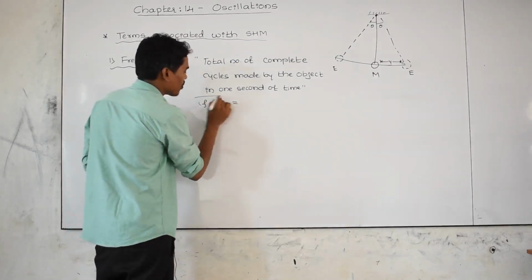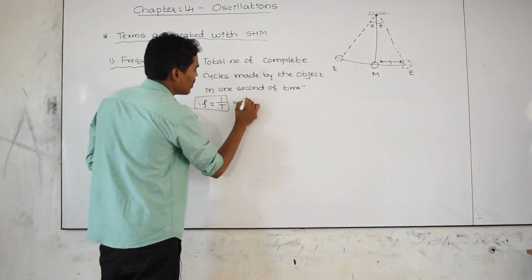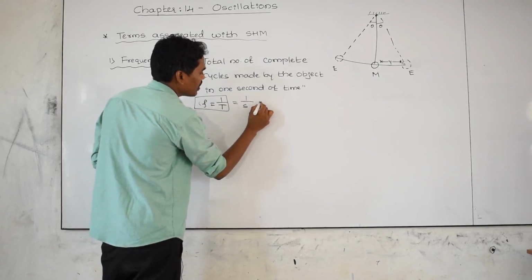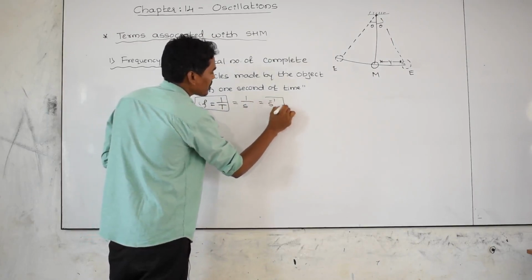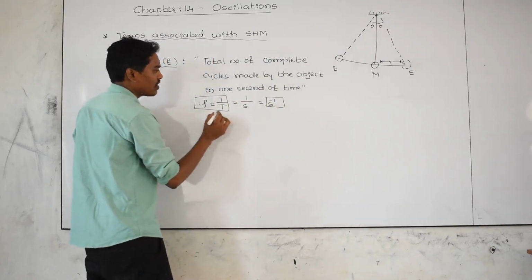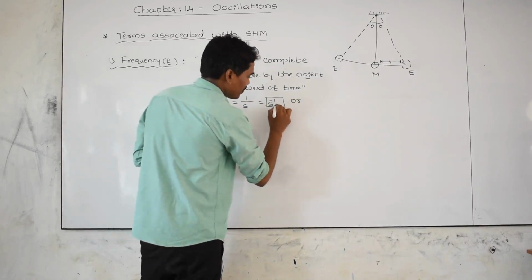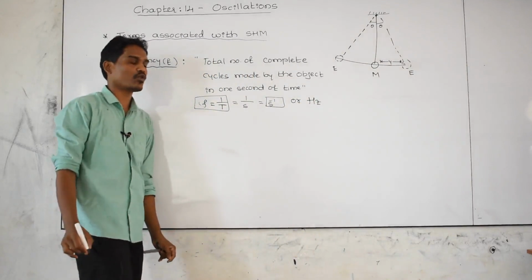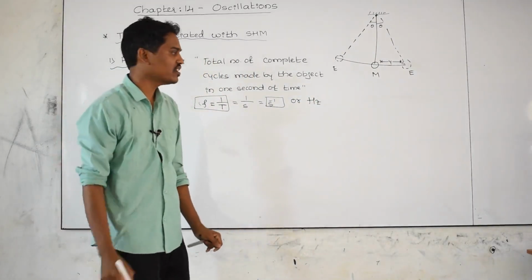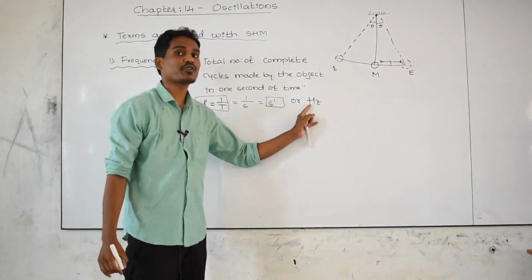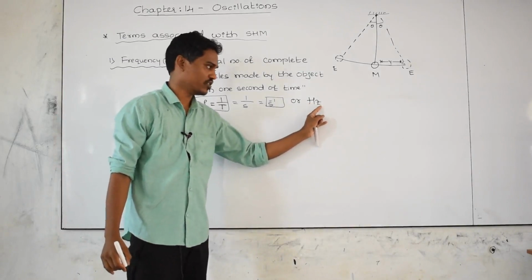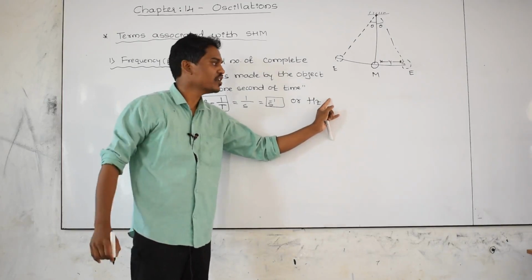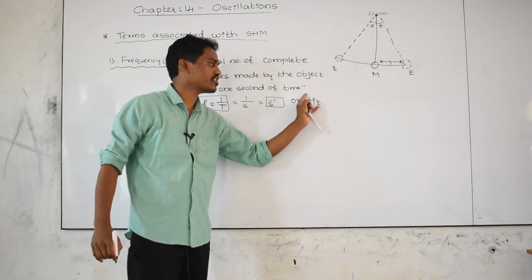This is the formula of linear frequency, f equals 1 by T, and the time SI unit is second. Therefore s raised to minus 1. This is the SI unit of frequency, or another unit is Hertz. Heinrich Hertz is the name of the scientist. He studied electromagnetic waves and their frequency. That's why, named after the scientist, we use the SI unit Hertz.